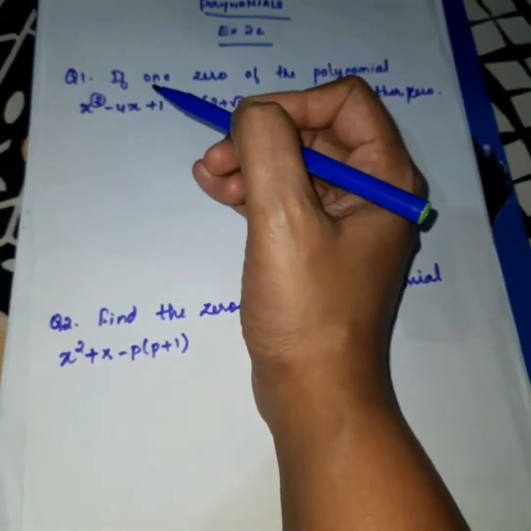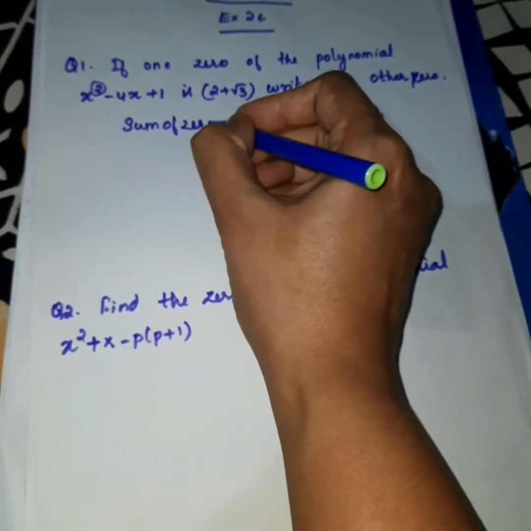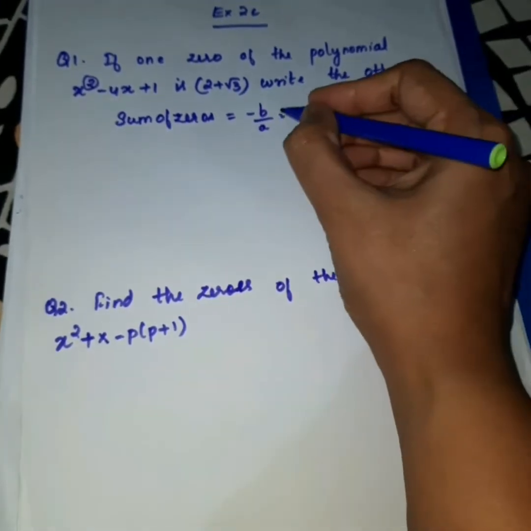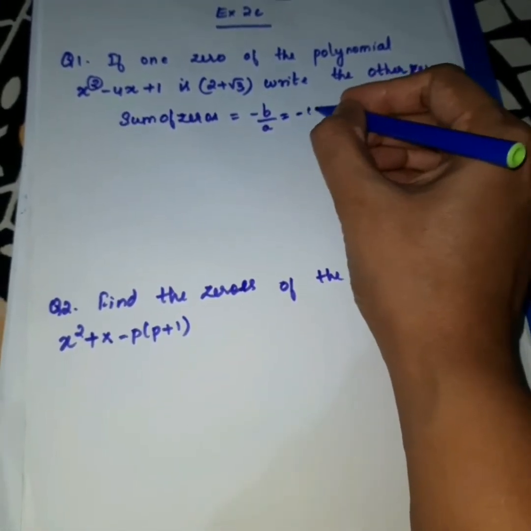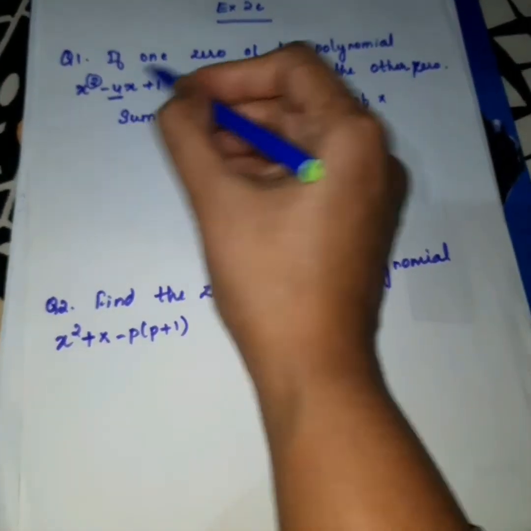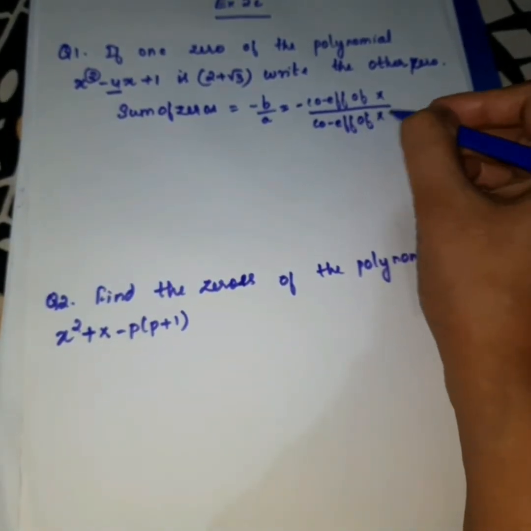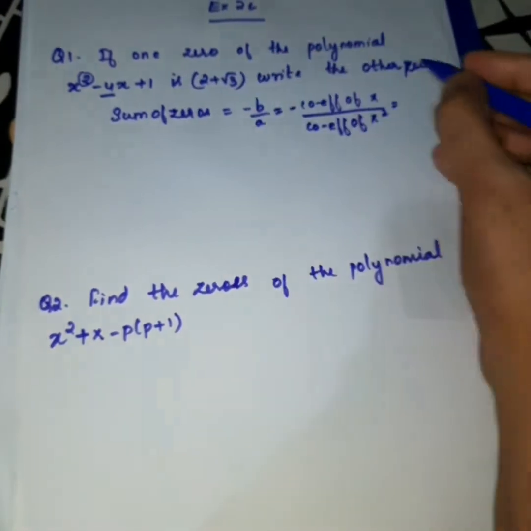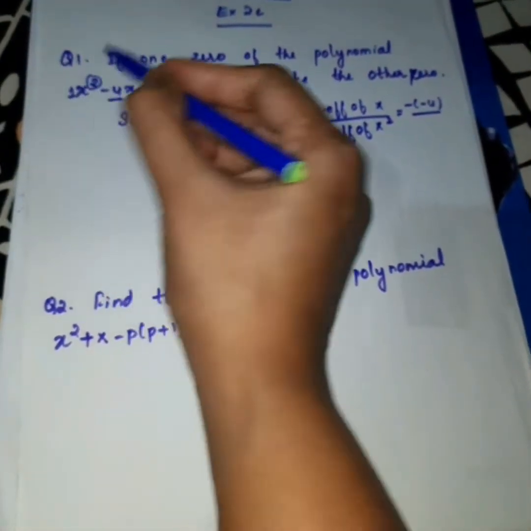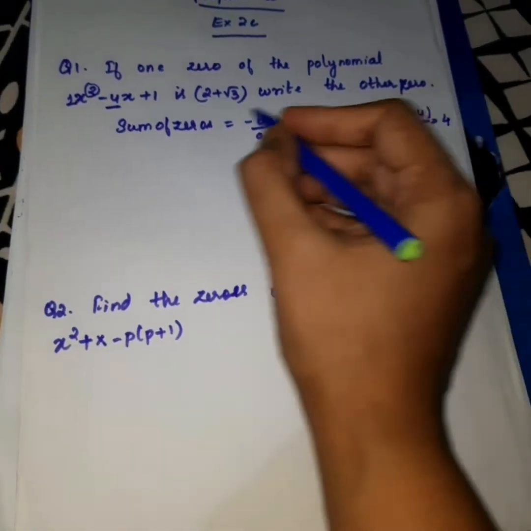So this is a quadratic polynomial. We know the sum of zeros is of the form minus b by a, where minus b is nothing but minus of the coefficient of x, and a is the coefficient of x squared. So here, minus of minus 4 is the value of b, and 1 is the coefficient of x squared. So 4 is the sum of zeros.